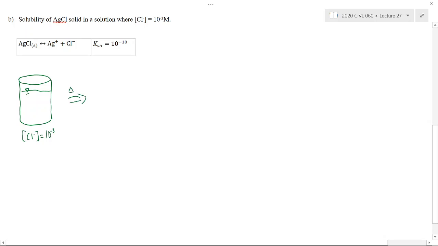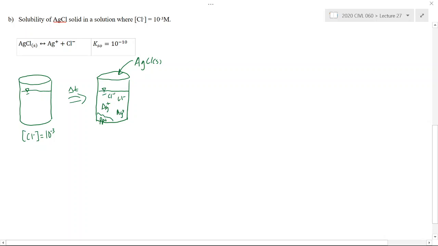And then after some time, in the same beaker, we're going to add some silver chloride, and we want to see how much of that is going to dissolve into the solution. And so a precipitant is going to form, and we have our silver and chloride.